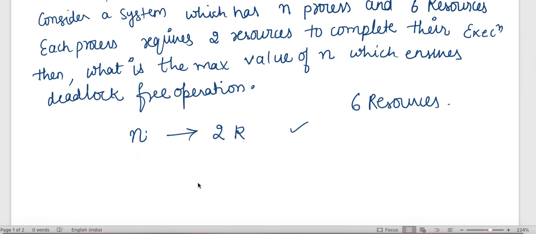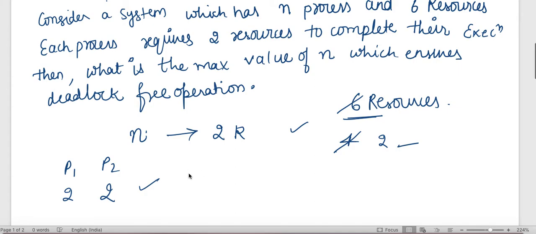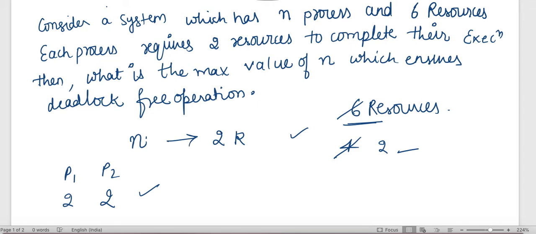Have you got the question? See what they are trying to say. Let us assume I have two processes, and we have six resources. So P1 will be requiring two resources. I'll be giving from 6 to 2 to P1. Remaining will be 4. Then P2 will be requiring 2. I'll be giving it the 2 remaining resources, and all the processes got executed successfully. But it is not asking what can be the value of n. It is asking what will be the maximum value of n which can be taken. Got it? How the question is framed?